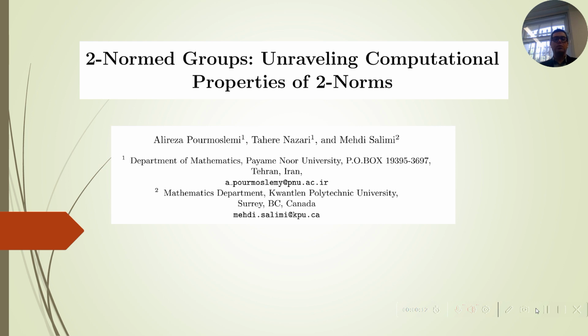I'm going to talk about our paper, which is a joint paper with Alireza and Tahere, titled Two Norm Groups: Unraveling Computational Properties of Two Norms.